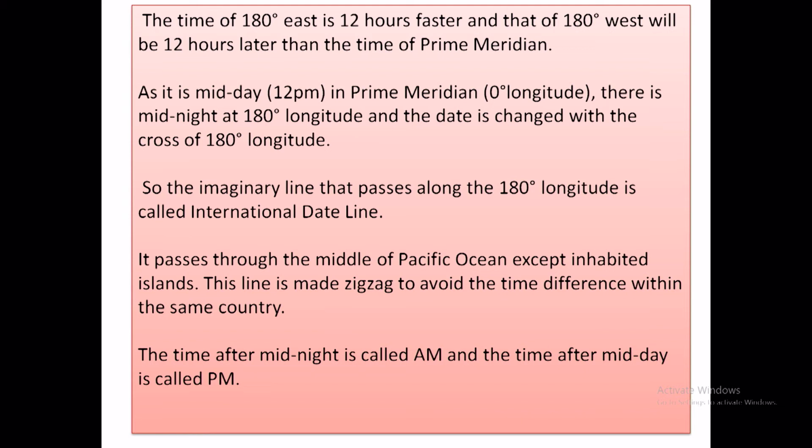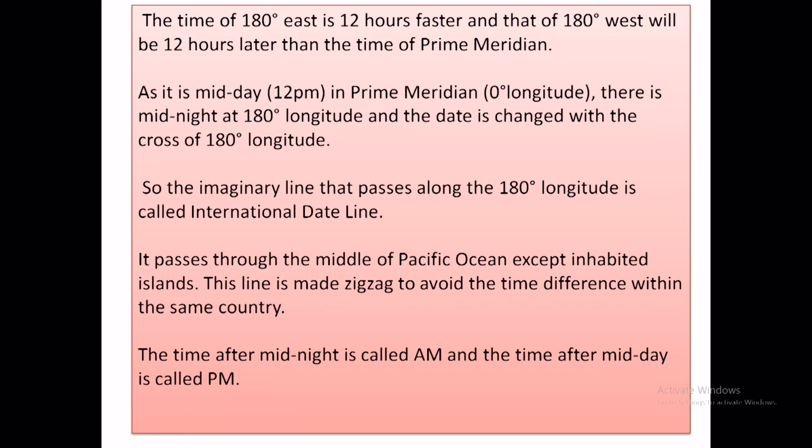The longitude having 180 degree notation is called the international date line, and the date is changed when crossing it, as I have already told you. So, when we cross the international date line, if you go eastward, 1 day will be faster from there. If you go westward, 1 day will be later from there. You have to be careful about that.